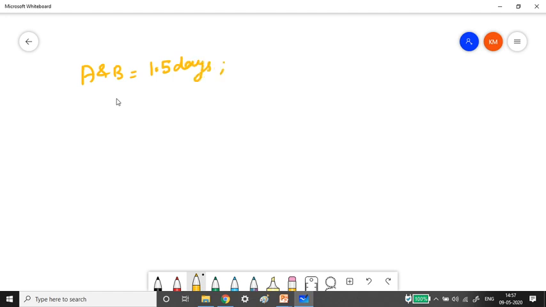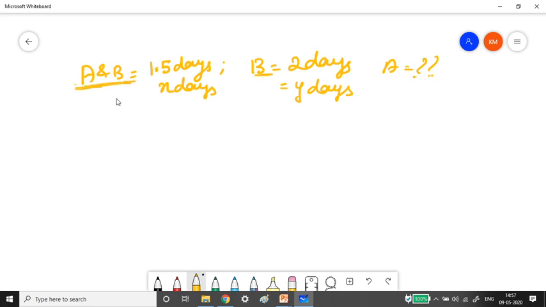Now what they have given: A and B can do the work in 1.5 days, and let us consider this as X days. B can do it in 2 days, and let us consider this as Y days. Now you have to find A alone. In how many days will A do it? We have been given the A, B value. If you subtract B from A, B, then you will get A's answer, right?